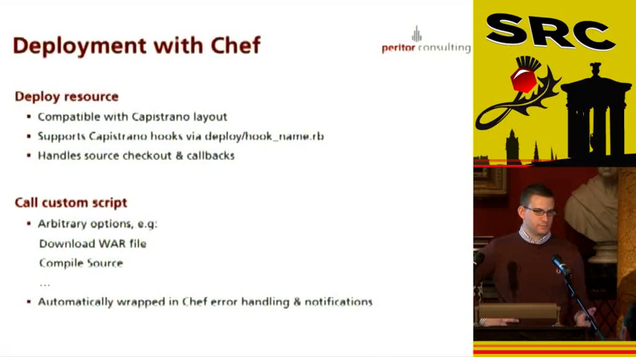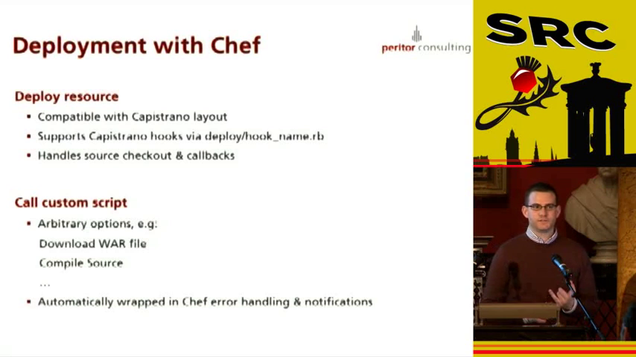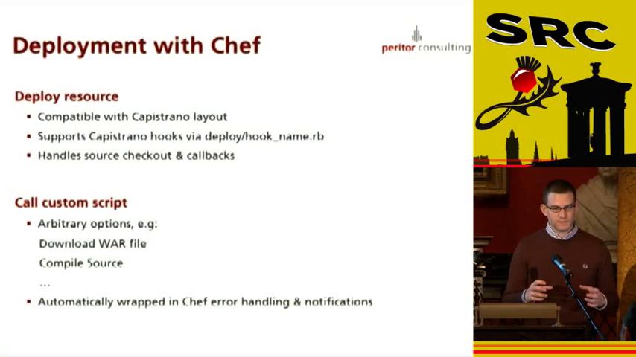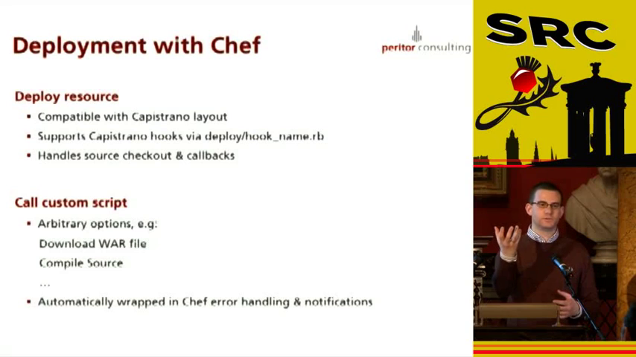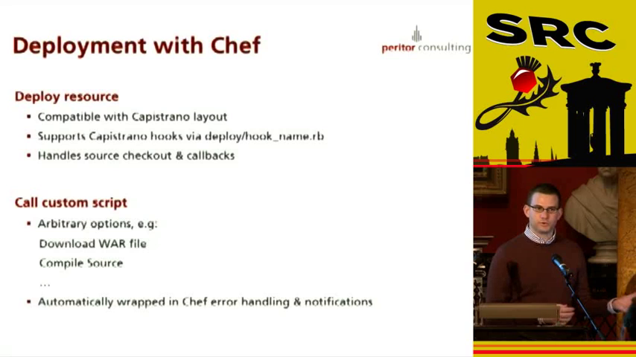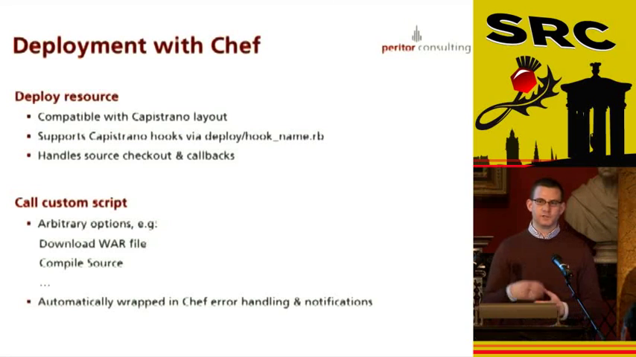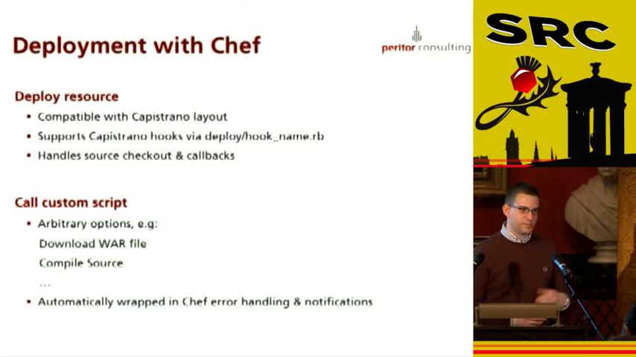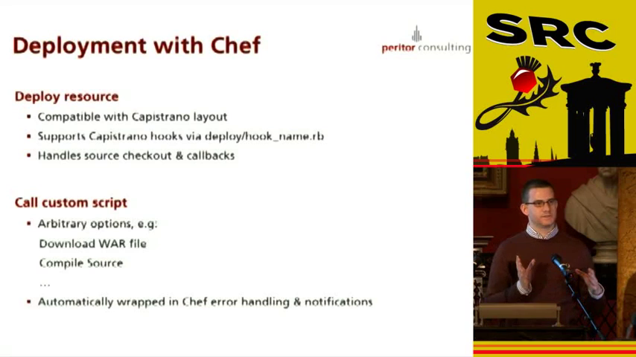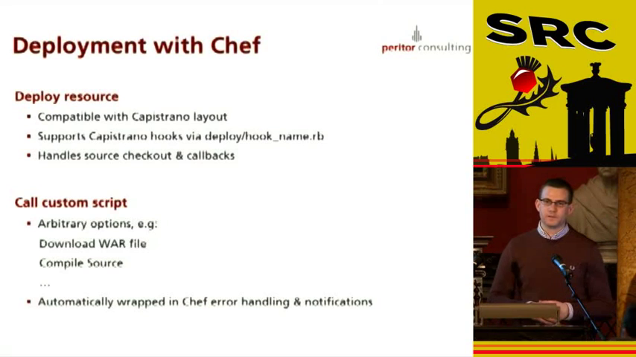There are two ways. One is you can use the Chef deploy recipe, which is also a resource where you can specify, please check out the code from here and put it there, and then maybe fire a callback. This works nicely for source-dependent deployments, like a typical Rails process where you check out code, touch temp restart for Passenger and restart it. And it's compatible with the Capistrano way of deploying, so it has the same file system structure. So you can deploy via Capistrano once you've set it up with it.